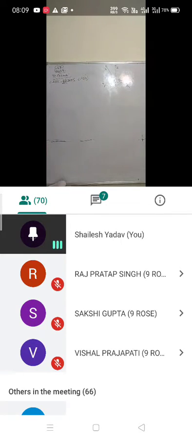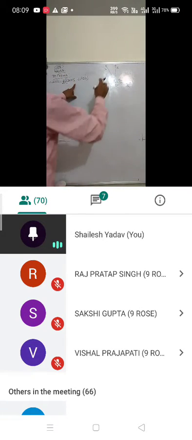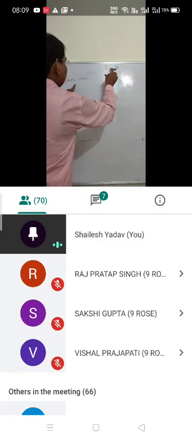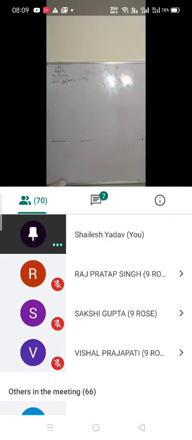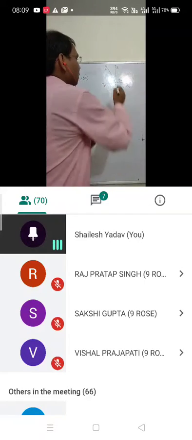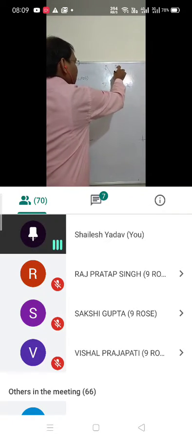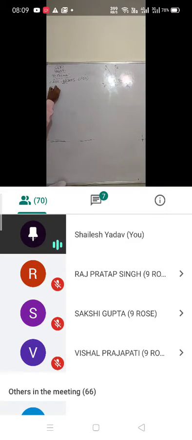So the question is, you need to find the value of angle ROS in terms of QOS plus minus POS. Okay, so looking at this diagram, students, angle ROQ is 90 degrees, and in the same way angle ROP will also be 90 degrees. So here I am going to give the proof.